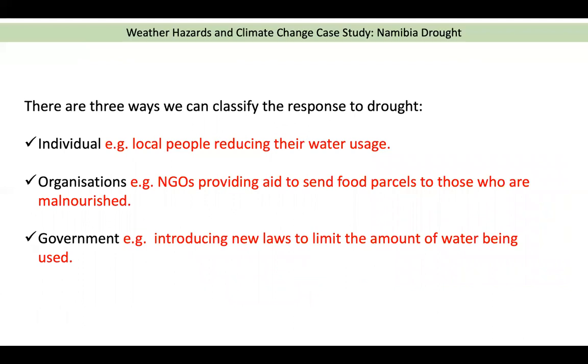Now we're going to look at some of the responses from individuals, organizations, and government. Remember, malnourished just means you don't have the right type of nutrients to maintain health. You don't have access to that food to be able to do so. Okay, and the government might introduce new laws to try and limit the amount of water being used.